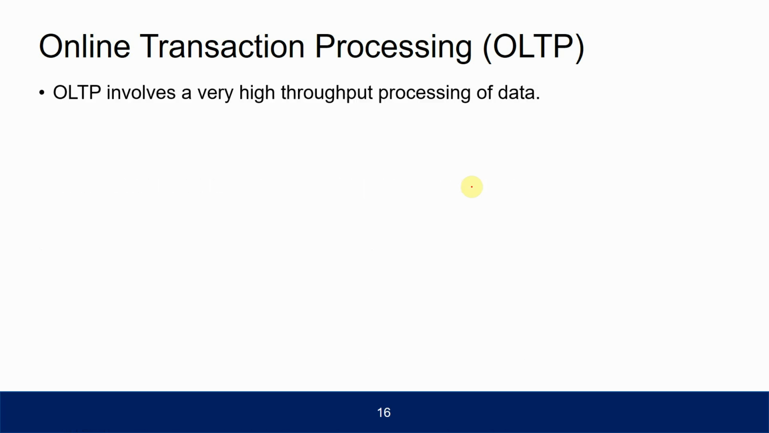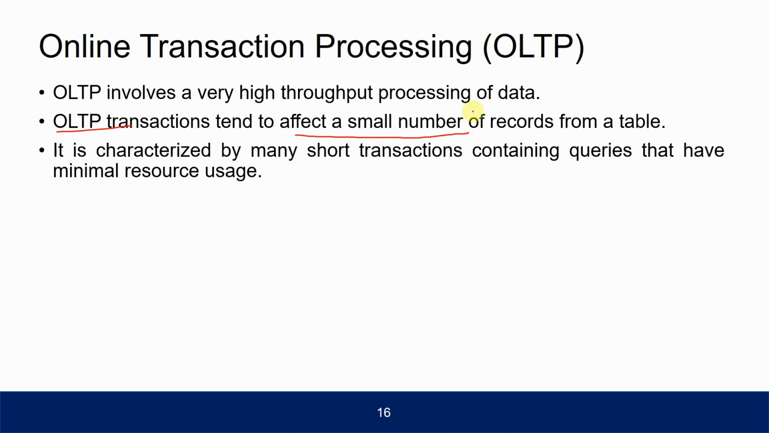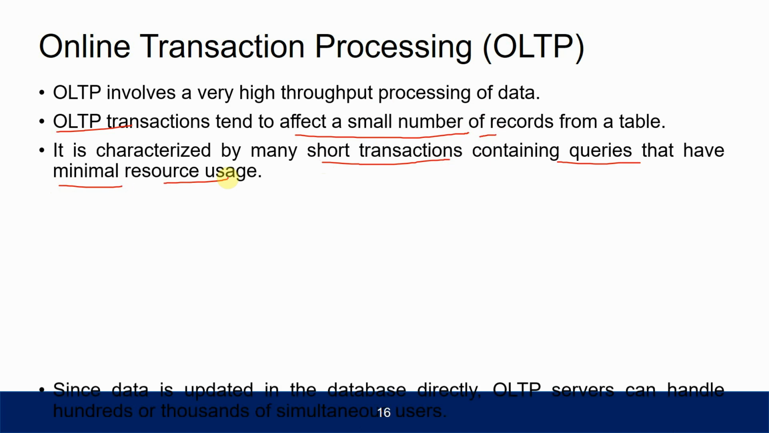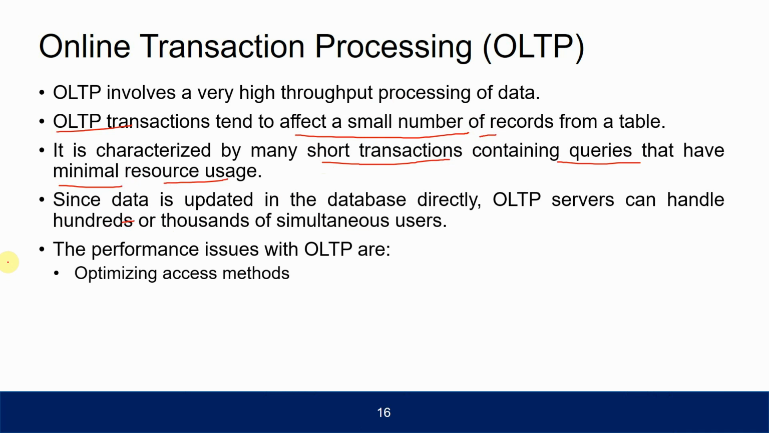Online transaction processing. OLTP involves a very high throughput processing of data. OLTP transactions tend to affect a small number of records from the table, as I said. It is characterized by many short transactions containing queries that have minimal resource uses. Since data is updated in the database directly, the OLTP server can handle hundreds or thousands of simultaneous users. The performance issues with OLTP are optimizing access methods, what access method is used to access the data, and minimizing the locking, because thousands of parallel users are accessing the data at the same time.